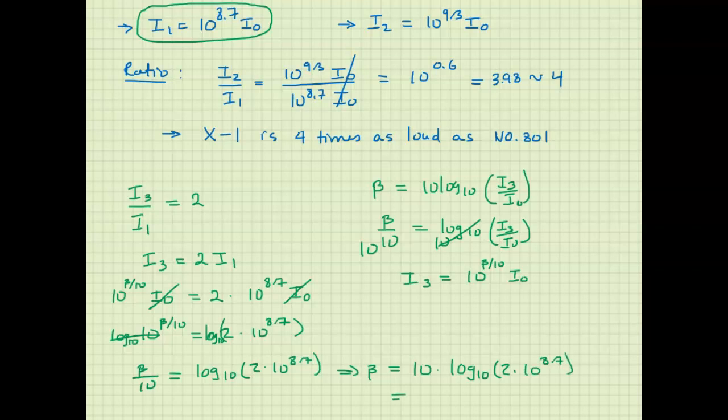All right, so I'm going to plug this in the calculator. 10 times log base 10, on your calculator it's the LOG button. So 2 times 10 to the power 8.7. And I get beta is 90. Okay, so 90 decibels is going to be twice as loud as a speaker with 87 decibels.